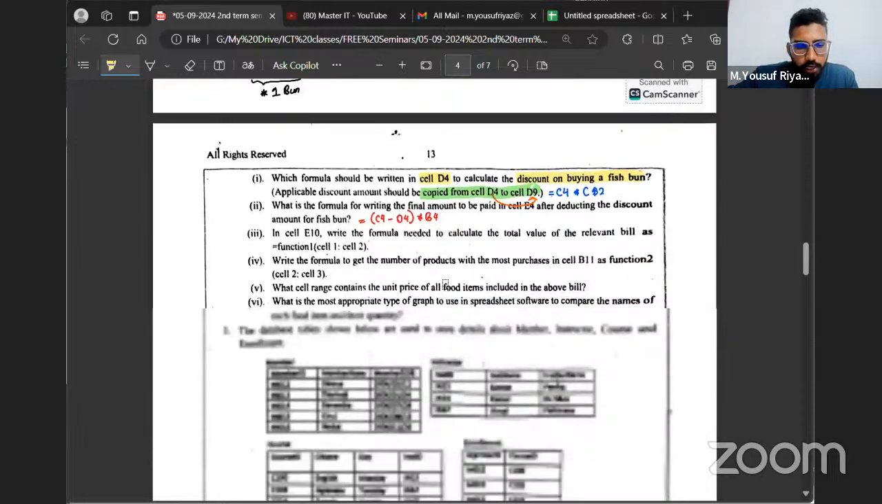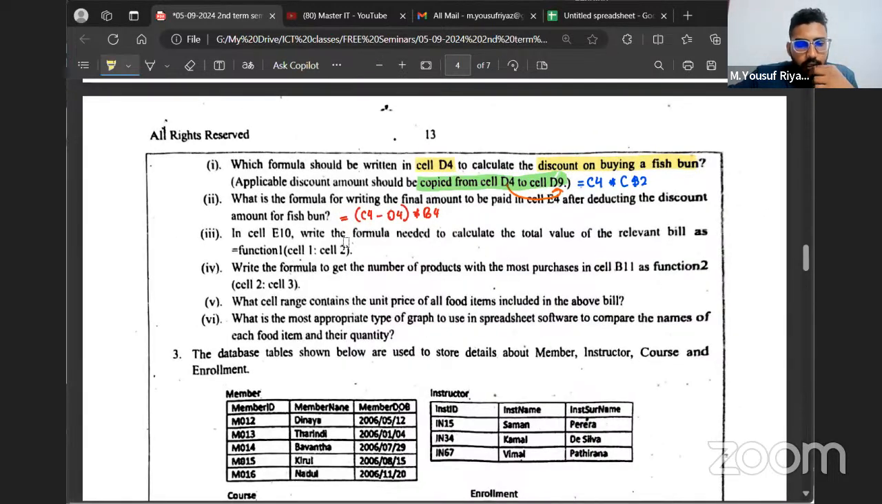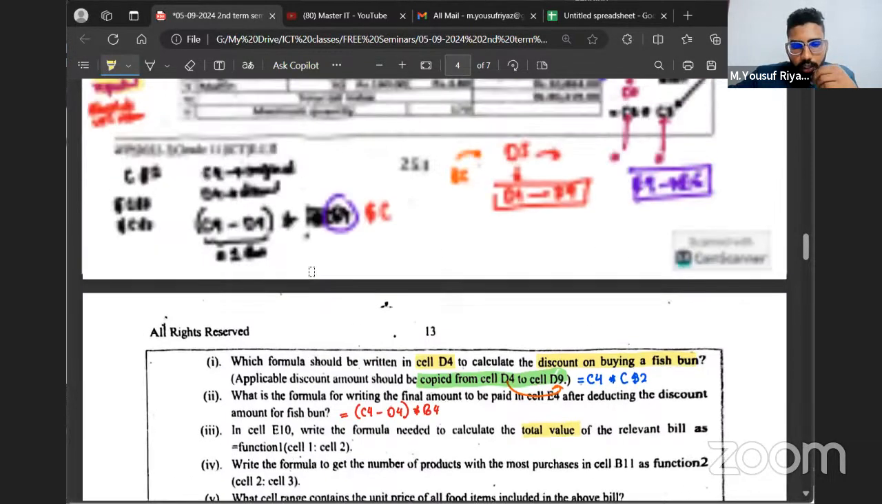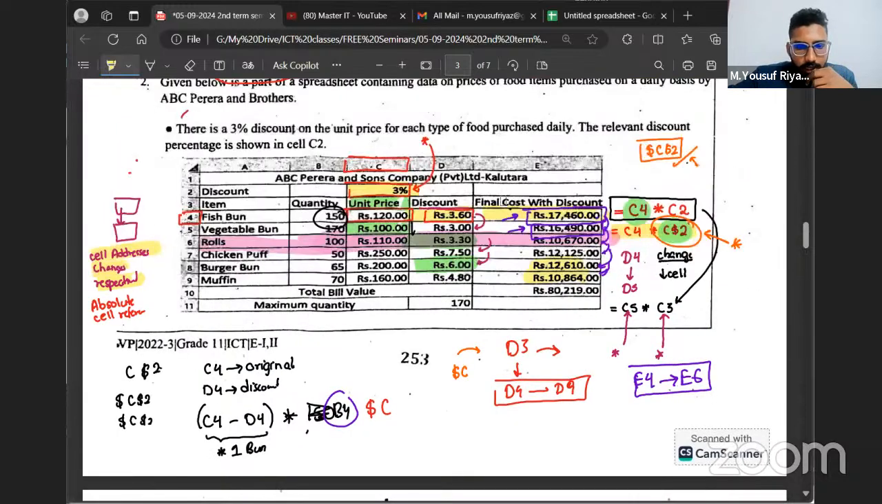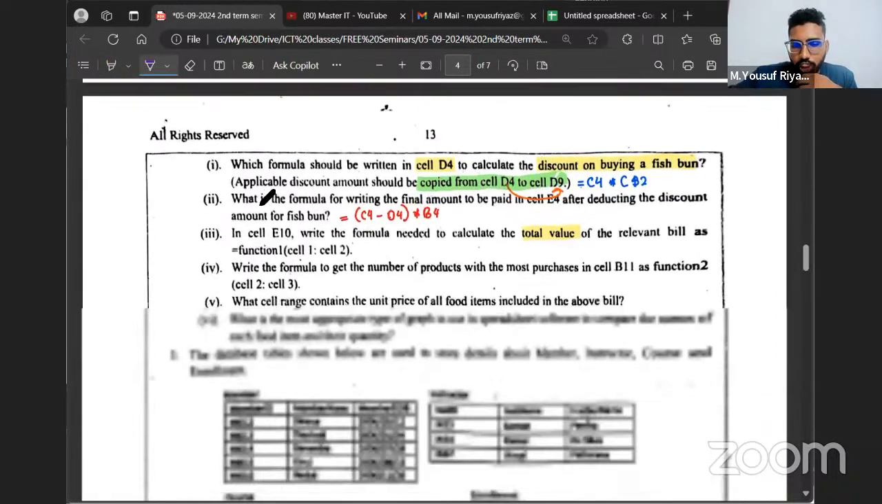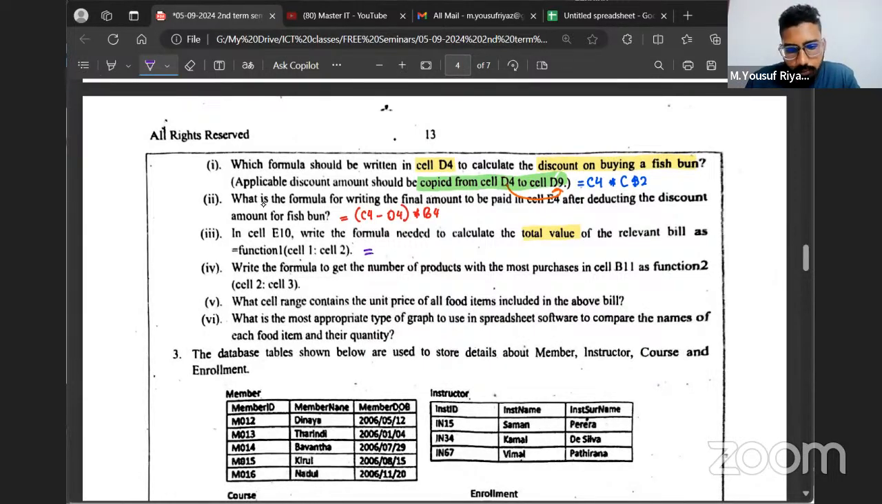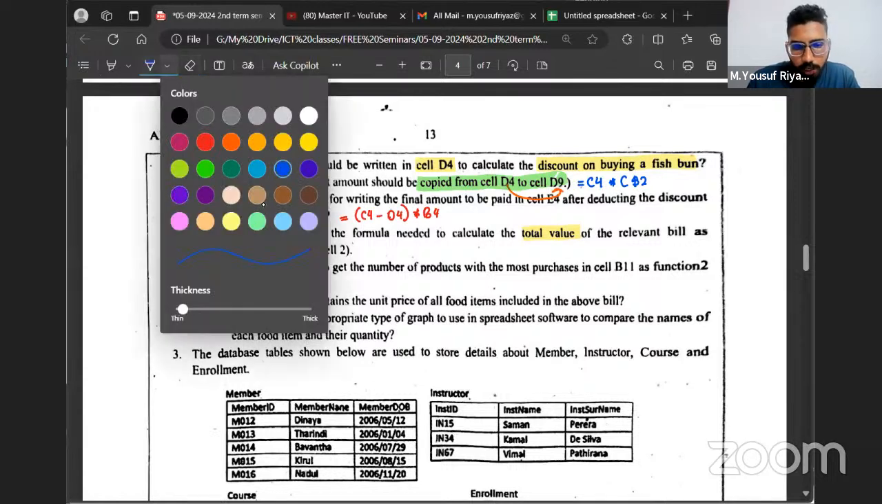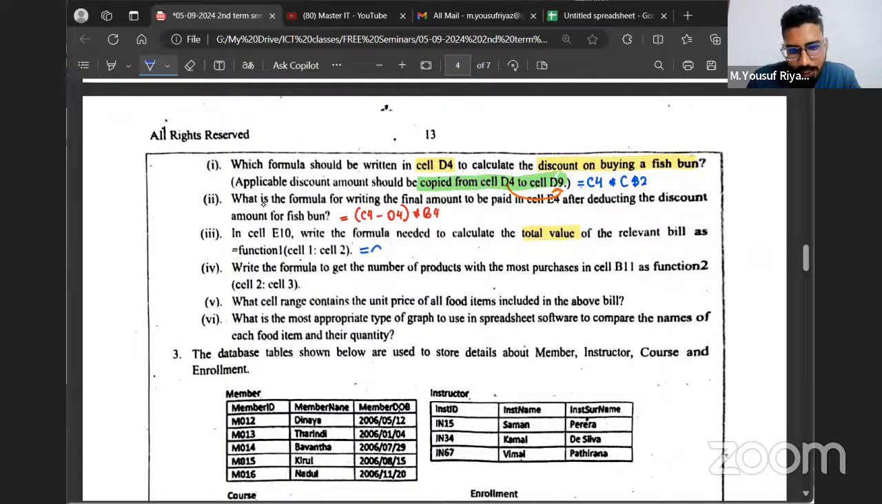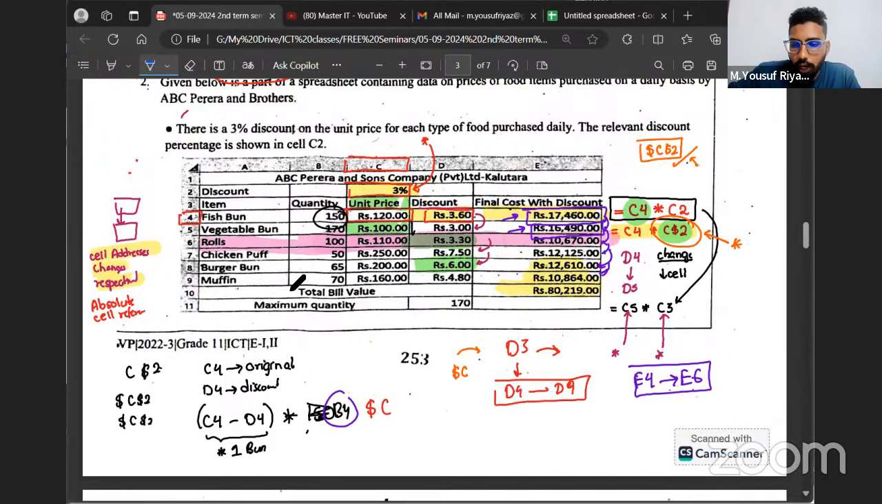Perfect. Next. In cell E10, write the formula needed to calculate the total value of the relevant bill as equal function cell 1 to cell 2. Okay, so we want to write the formula in E10 cell. In the E10 cell, we want to find the total amount we are going to spend. Okay, to find a total in a cell range, there is a function we have in spreadsheet. What is that function? What is the function we can use in spreadsheet to find the total of values? Yes, it is a sum function. So I'm going to write equal sum. In brackets, I'm going to mention the cell range containing those values. Now, what is the cell range containing the numbers I have to add together?